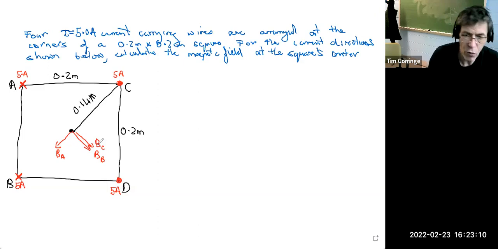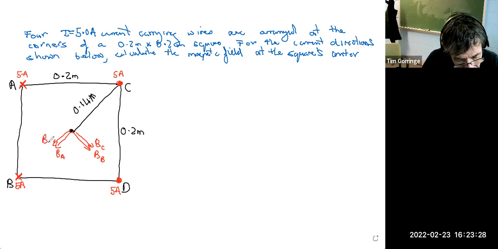And then finally for wire D, again, the current's flowing out of the page. I'm going to point my thumb in the direction of the current. My fingers will curl in the direction of the field. My fingers are curling above and to the left of the wire in this direction here. And I'm going to label that BD.